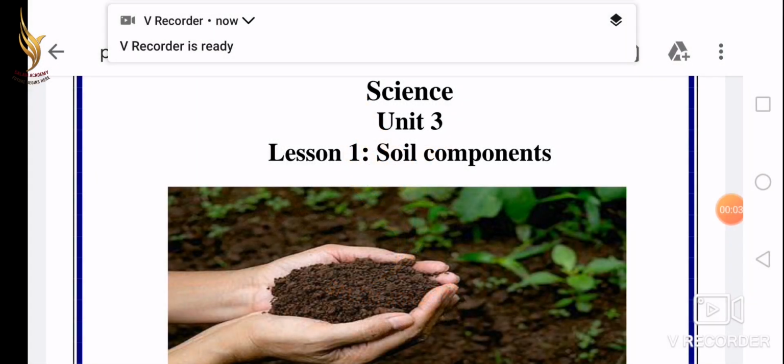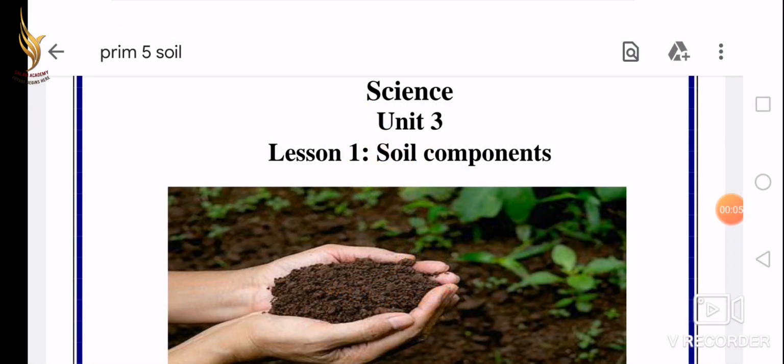Hello my dear students, today we talk about Unit 3, Lesson 1, Soil Components. First we talk about soil and then their components or composition. First, soil. Have you ever planted a flower or tree in the ground or in the garden?